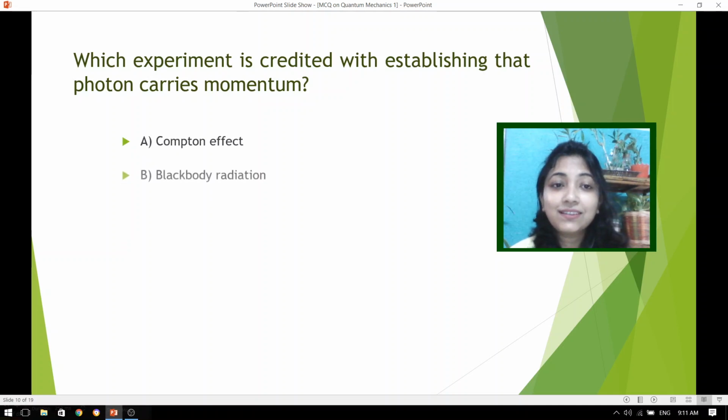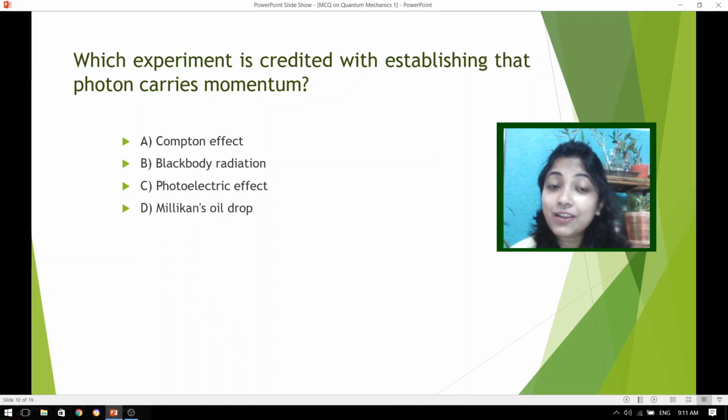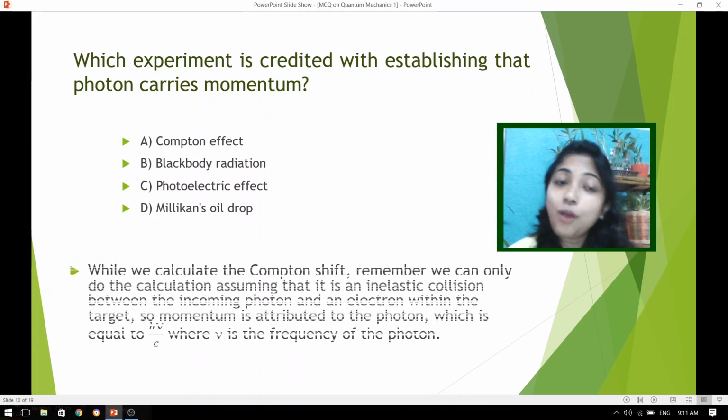Compton effect, Blackbody radiation, photoelectric effect, or Millikan's oil drop experiment? Now, students, remember that Blackbody radiation established that energy is quantized. On the other hand, the photoelectric effect proved that light acts like particles. And Millikan's oil drop experiment calculated the charge on an electron. Which leaves us with the fourth option, which is the Compton effect.